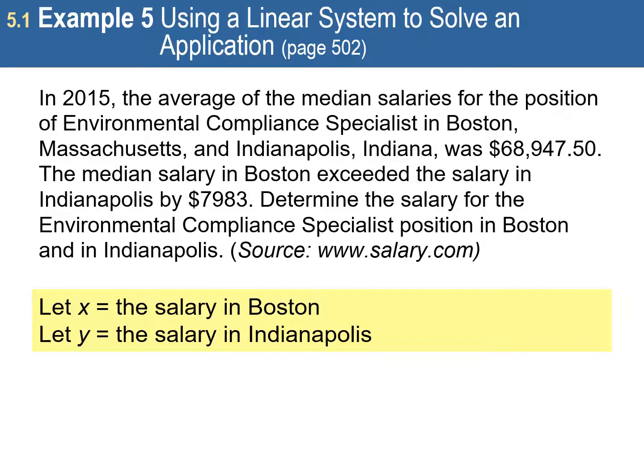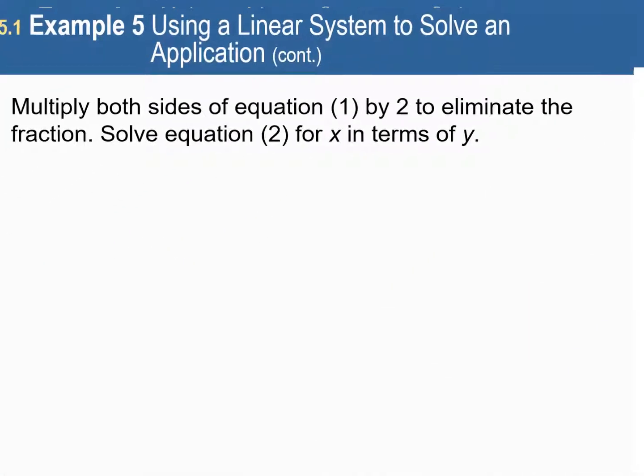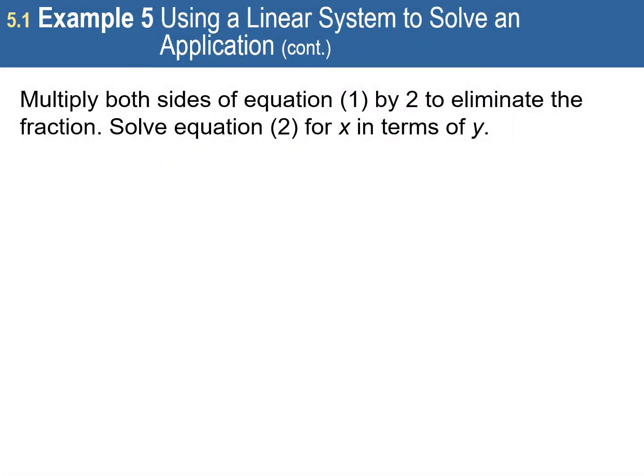So let's let X equal the Boston salary and Y equal the Indianapolis salary. We know that the average salary, X plus Y over 2, is $68,947.50. And the difference, X minus Y, is $7,983. So let's multiply both sides of equation 1 by 2 to get rid of the fraction.